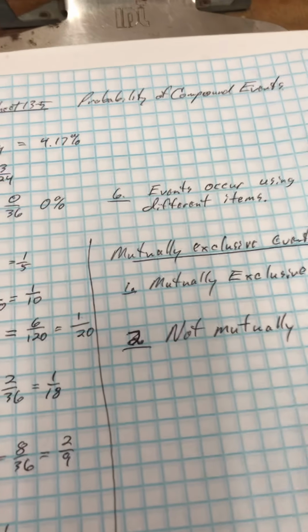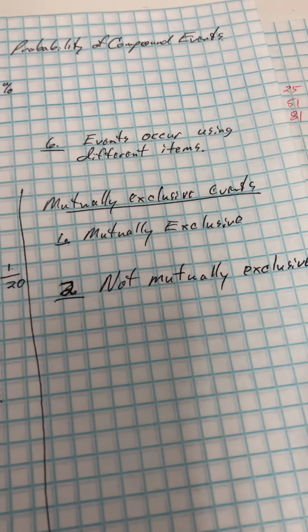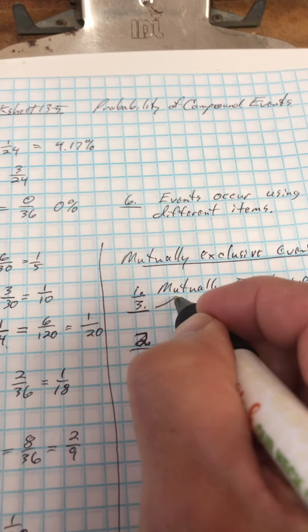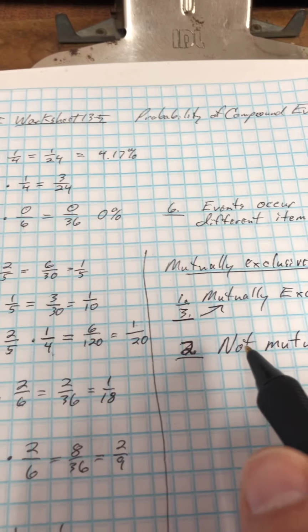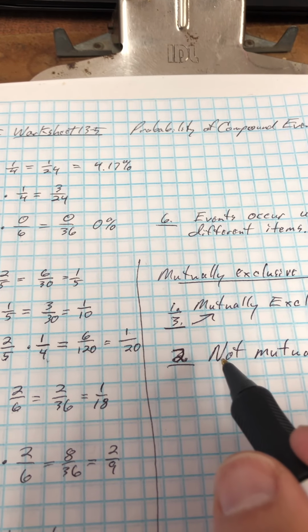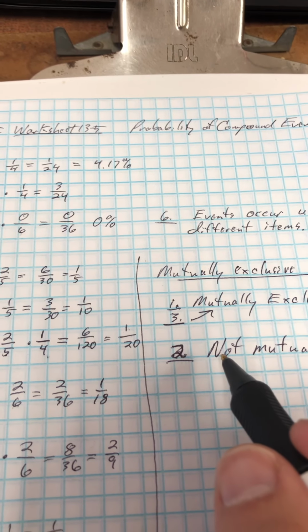I just wanted to give you an example of one that's not mutually exclusive. Okay. Number 3 is going to go here also. Number 3 is going to be mutually exclusive. A magazine contains 12 pages. You open it to a random page. The page number is 8 or a 10.